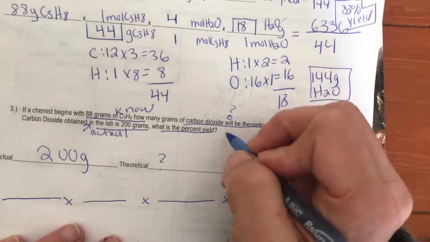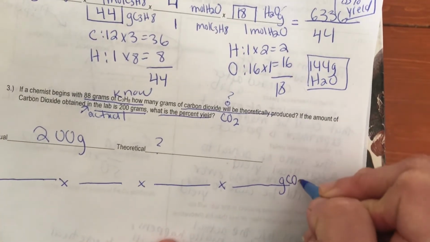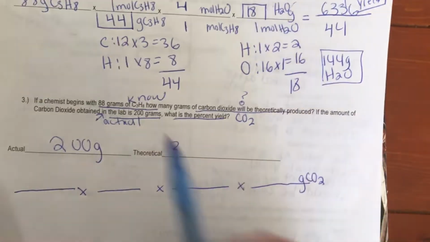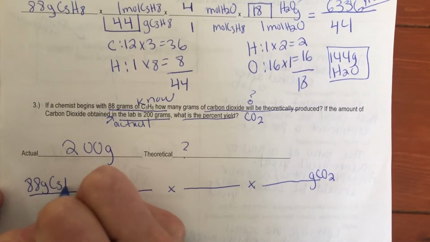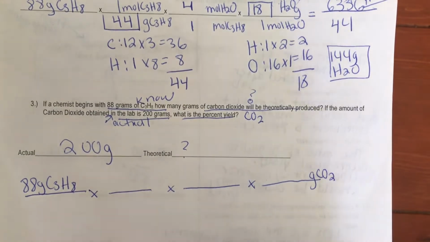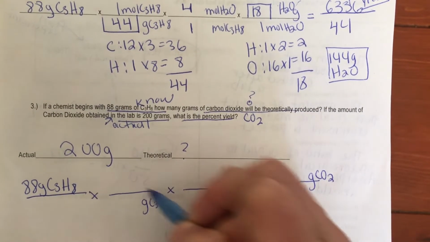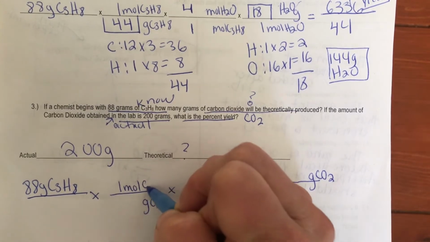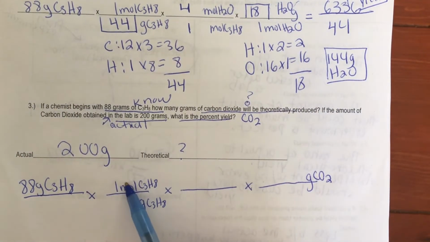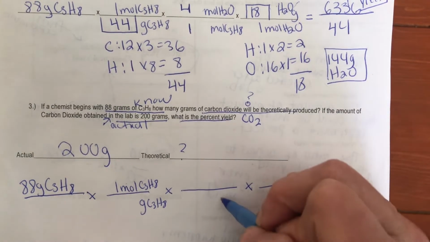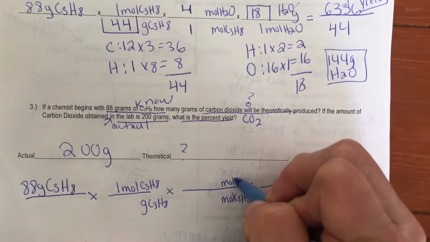Carbon dioxide is CO2. So at the end, I'm going to put my grams of CO2. That's what I'm going to be looking for. And I'm starting with 88 grams of C3H8. Again, I'm going to cancel my grams of C3H8, and I'm going to get into moles of C3H8. Then I do my molar ratio between what I'm starting with and what I'm trying to find: moles of C3H8 to moles of CO2.